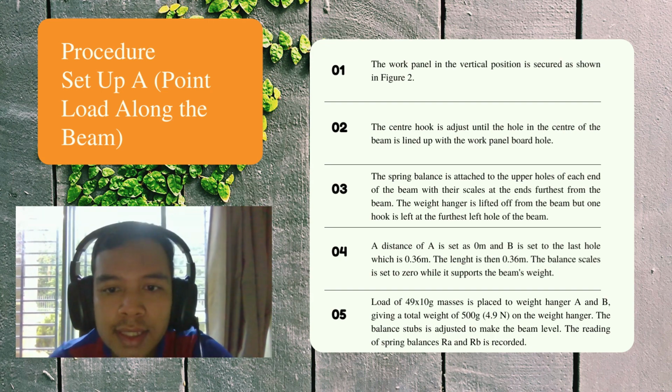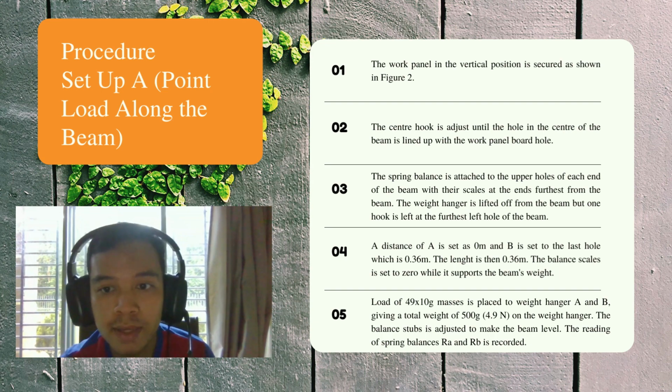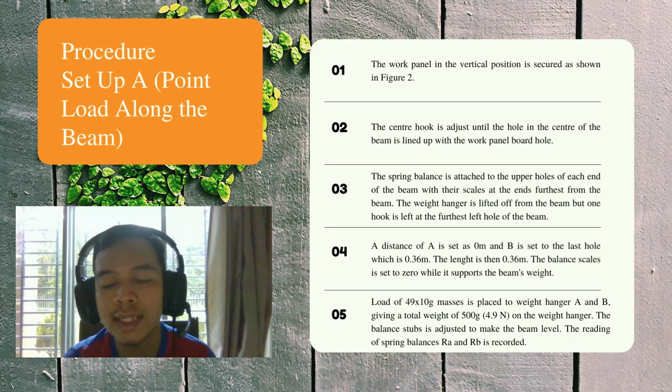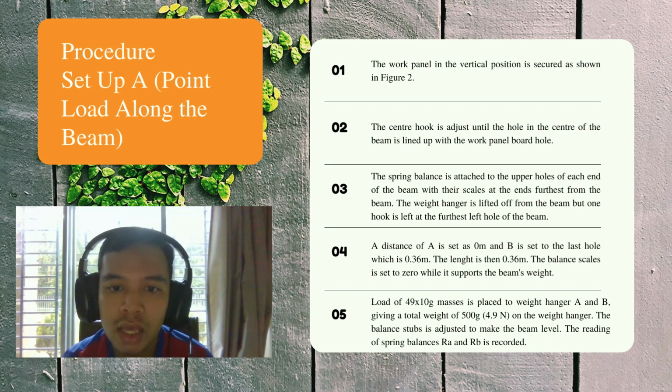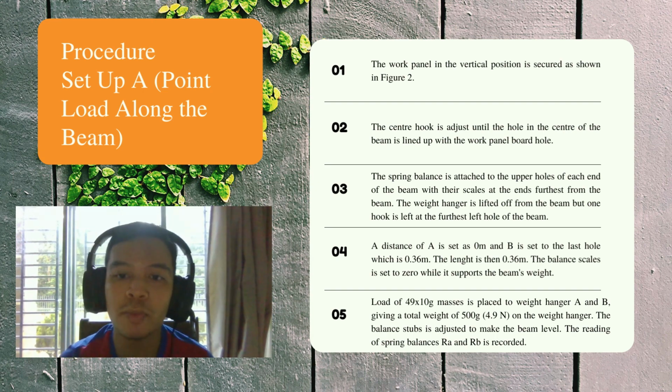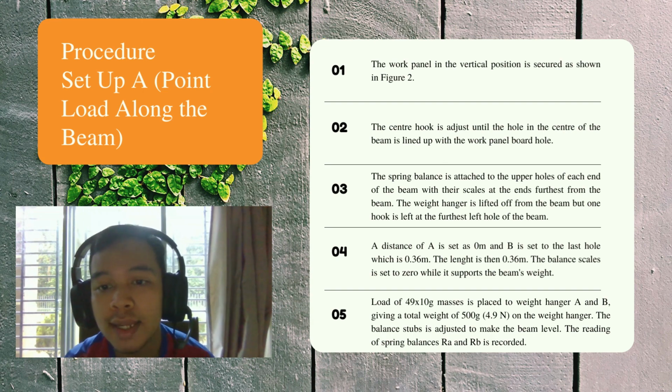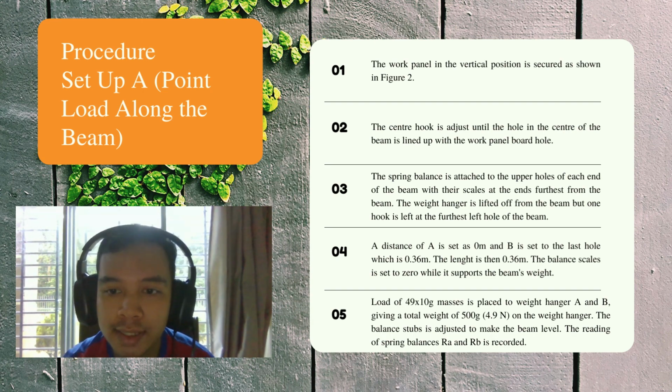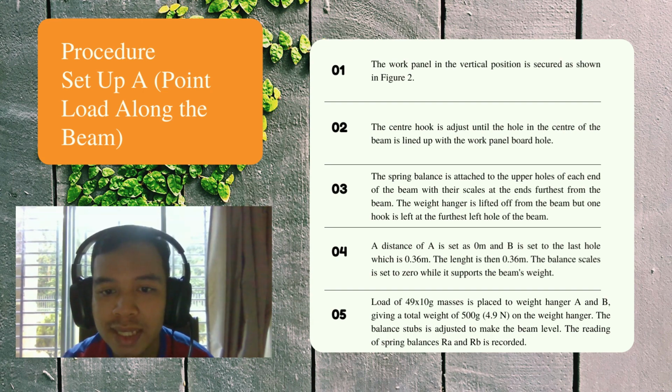The weight hanger is lifted off the beam, but one hook is left at the furthest left hole of the beam. Number four, a distance of A is set as 0 meter and B is set to the last hole, which is 0.36 meter. The length is then 0.36 meter. The balance scale is set to 0 while it supports the beam's weight.